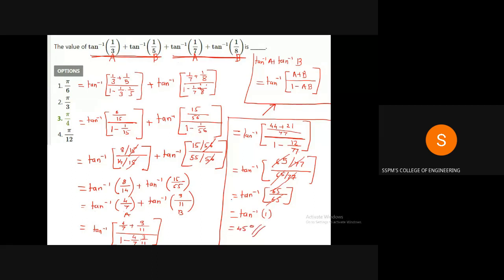That is your answer. So here the options are given in radian. So what is 45 degree in radians? It is pi by 4. See, pi means 180 degree. So pi divided by 4 is equal to 180 divided by 4, that is equal to 45 degree. So the correct option is pi by 4. So this is the formula that we had to use. Okay. So remember this formula: tan inverse A plus tan inverse B is equal to tan inverse, in the numerator A plus B and denominator 1 minus AB.